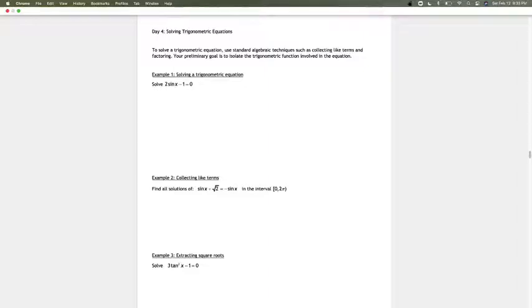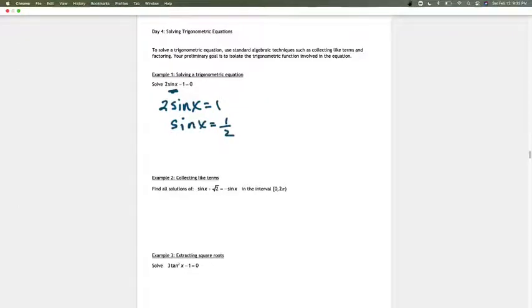Hey guys, today we're going to do notes over solving trig equations. So basically, looking at this first example, we have 2 sine x minus 1 equals 0. Our goal is to isolate that trig function. So we're going to move the 1 over first by adding it, and then we're going to divide by 2.